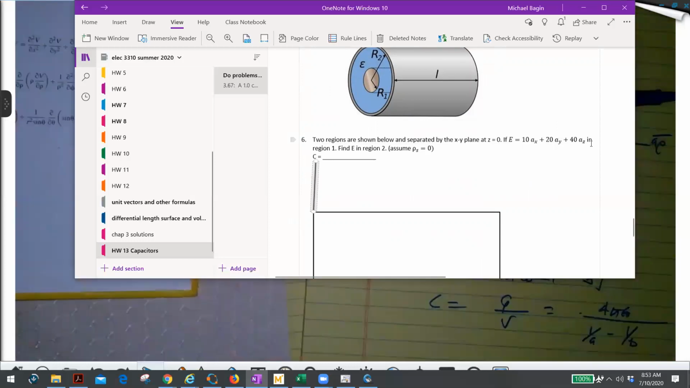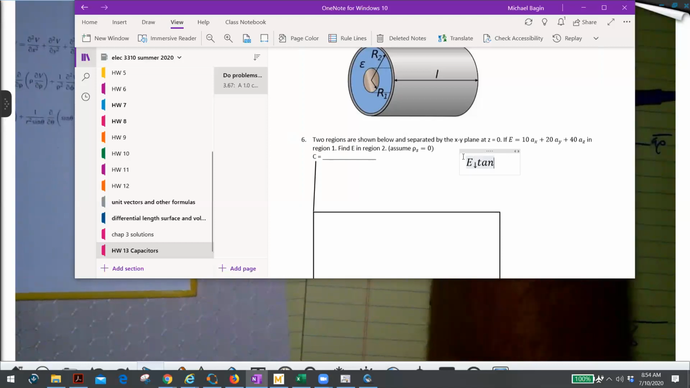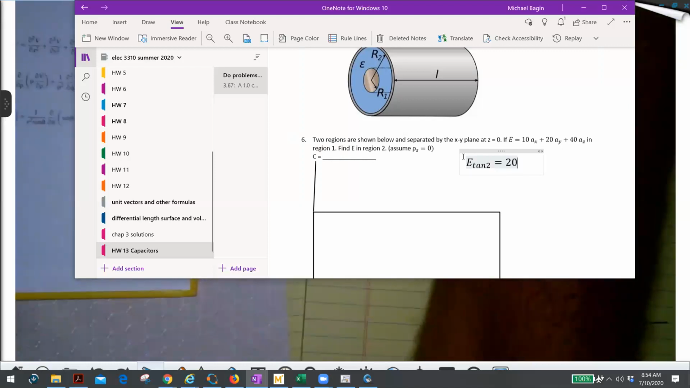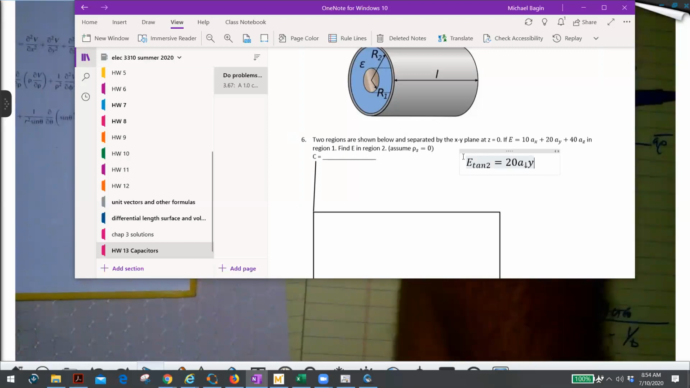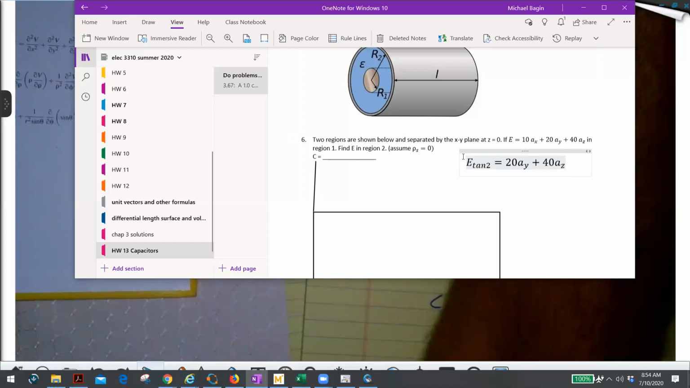How many see that? It's hard to read your faces. Yeah, that means E tan 1 is equal to E tan 2. The tangent value of the electric field on one side of the boundary is the tangent on the other, period. So I can just say that E tan 2 would be equal to just 20 a y plus 40 a z. Agreed? Everyone?